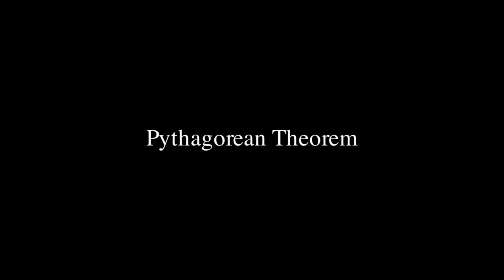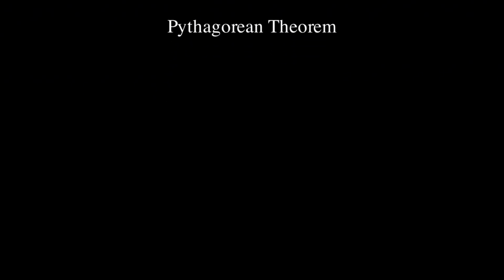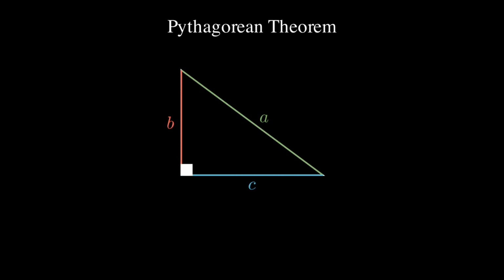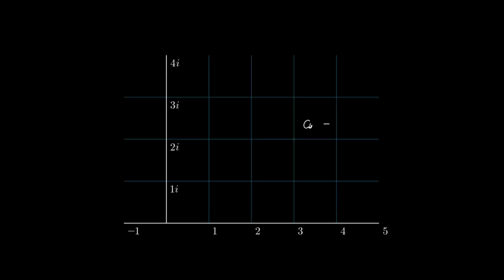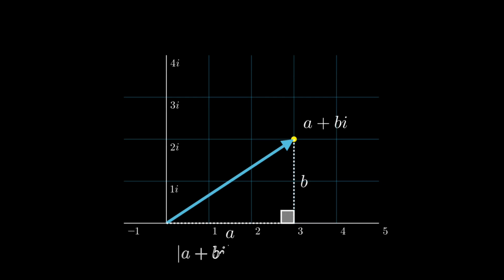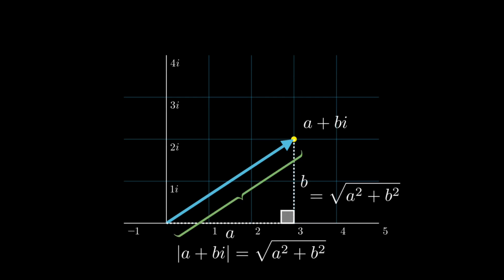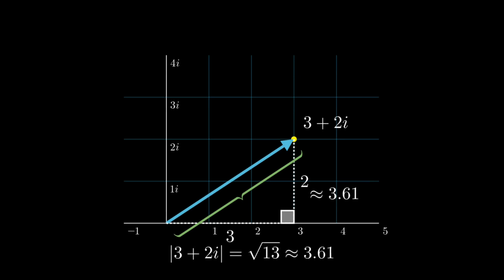Similarly, the size of a complex number is also its distance from the origin, and we can calculate it using the Pythagorean theorem that you are already familiar with. Let's see it in action with a complex number a plus bi. Here a and b are the legs of the triangle. Take the example 3 plus 2i. To find the size, we apply the Pythagorean theorem. So the absolute value of 3 plus 2i is root 13, which is approximately 3.6.